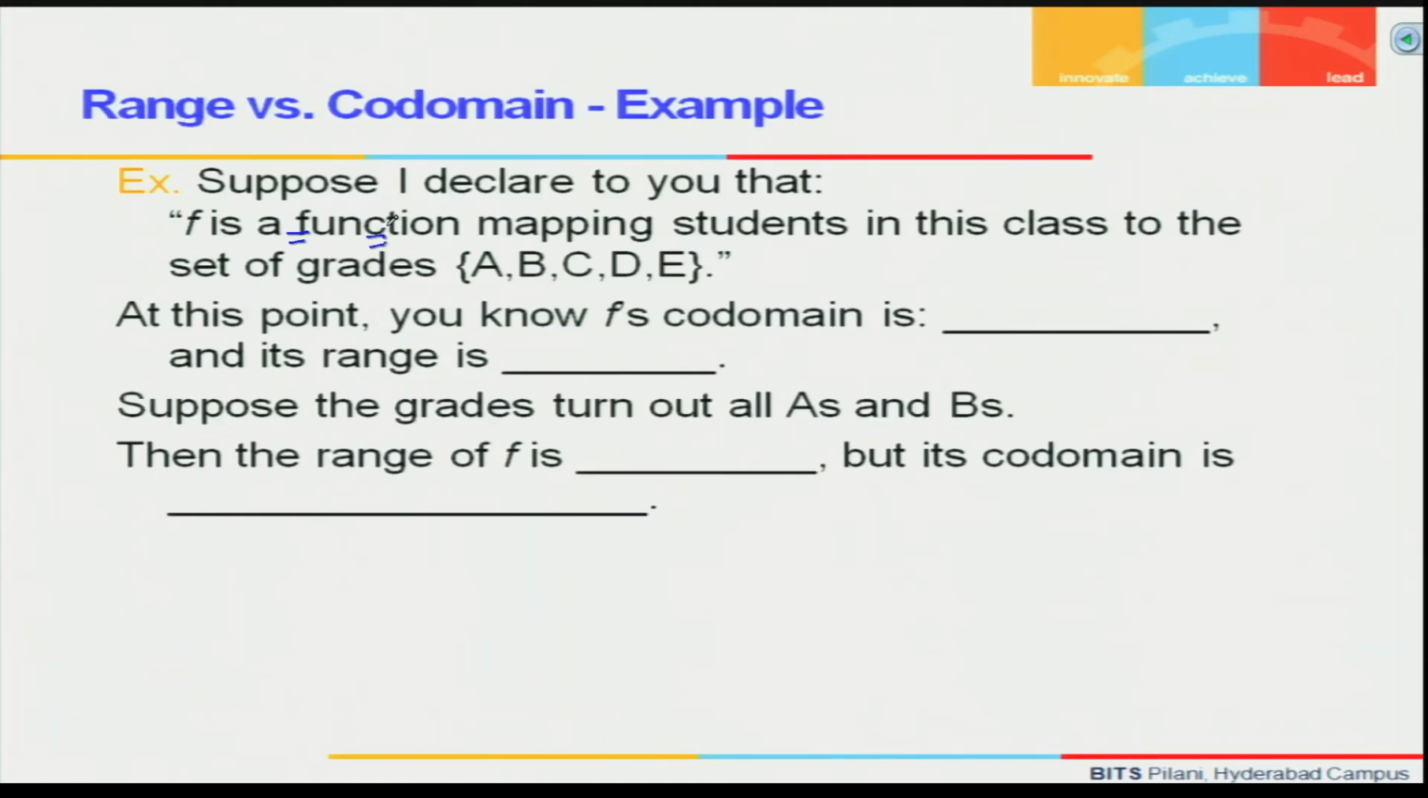Let us take this example to get some better clarity. Suppose I declare to you that f is a function mapping students in this class, students who got registered to this particular course, to the set of grades A, B, C, D, E. At this point, what is f's codomain? Obviously, the domain is the set of all students who registered to this course, and the codomain will definitely be A, B, C, D, E, isn't it? What is its range? What are the grades that I am going to give all these students?